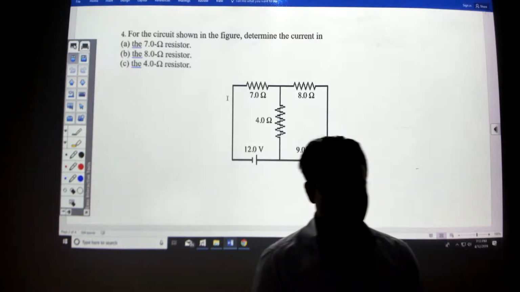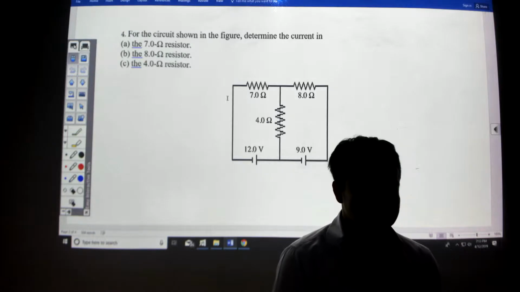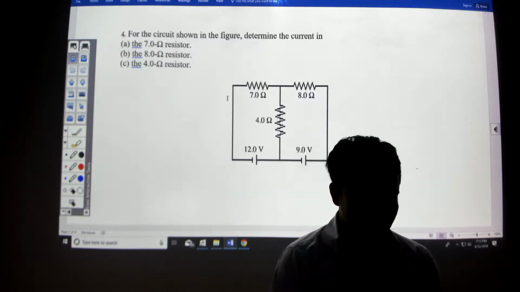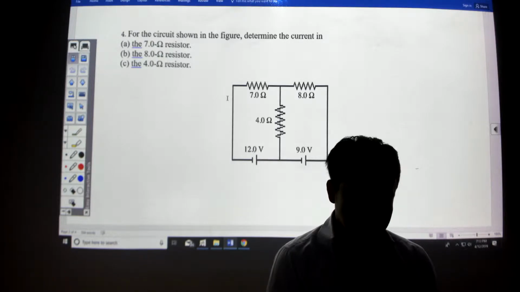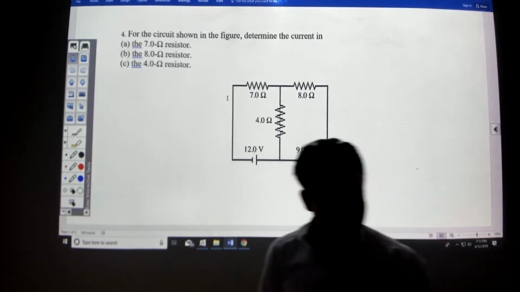So this is again a problem related with Kirchhoff's law. Here you have the batteries, the two potentials and two loops. You should be able to use Kirchhoff's first law and second law to solve for the currents in each component. Okay.